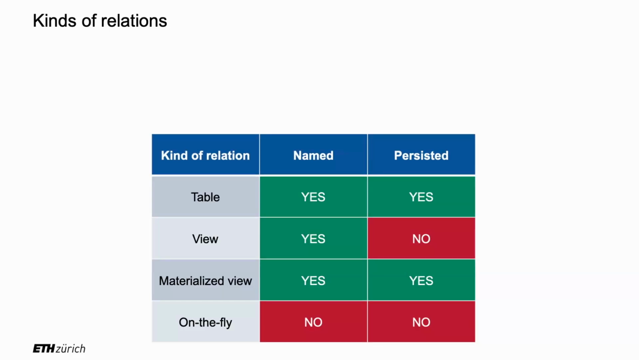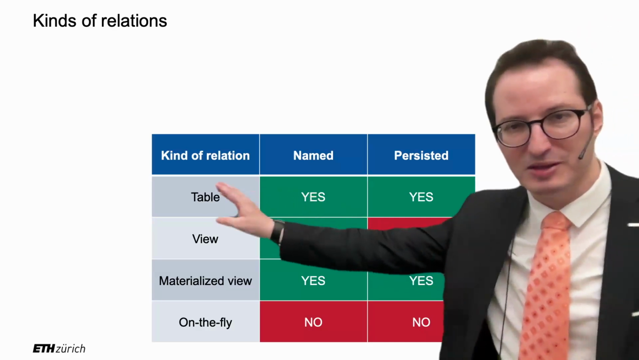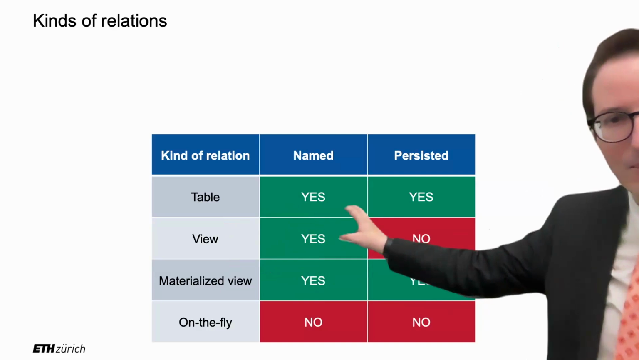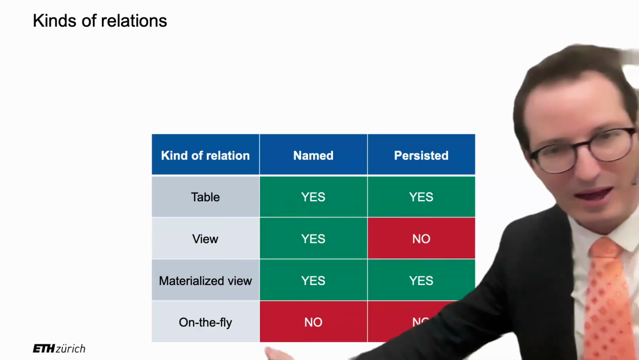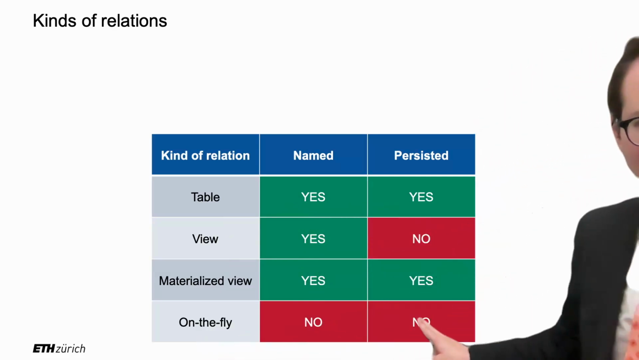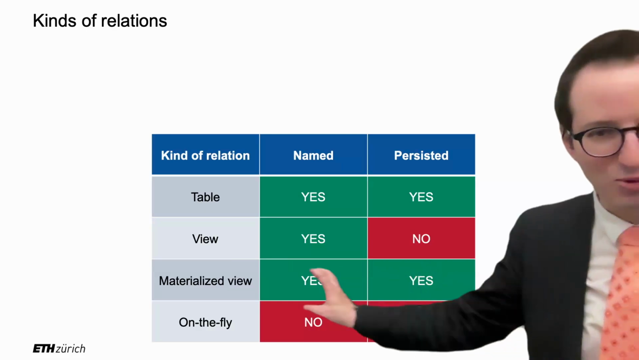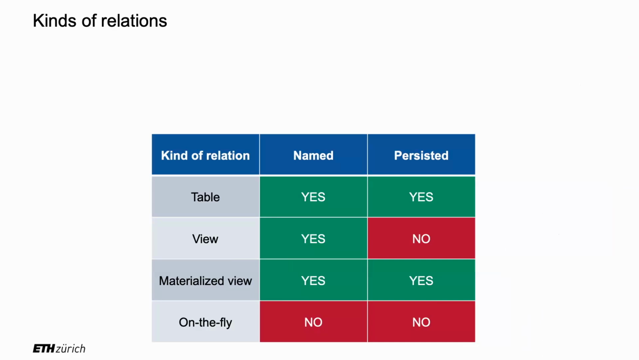And what happens is that depending on the kind of relation, you have the persisted tables, they have a name and they are persisted. The views have a name, but they are not persisted, they are dynamic. And on-the-fly relations do not have a name and they are also not persisted. But now you saw an extra row that appeared suddenly in this table. It's a special kind of view that is called a materialized view.